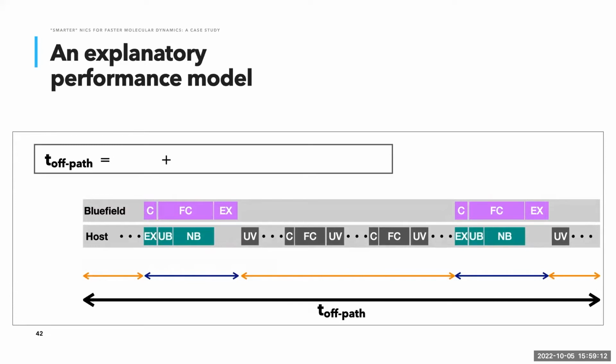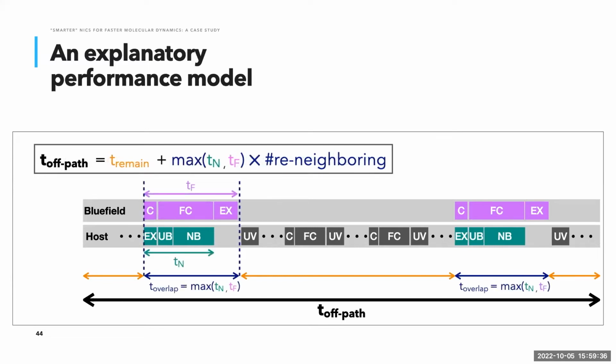Again, the predicted time denoted by T off-pass has two parts. One part is the time spent on the reneighboring step. And then there is the rest that is the same as T remain measured before. The reneighboring part in this case has a synchronization barrier, so we have to take the maximum of the time spent on the Bluefield and on the host.